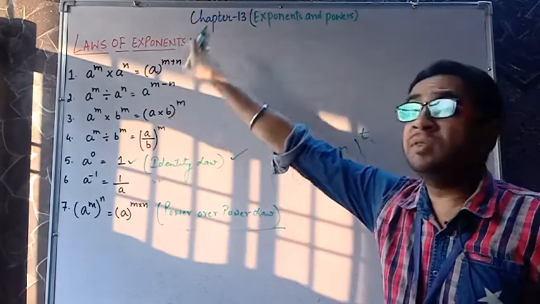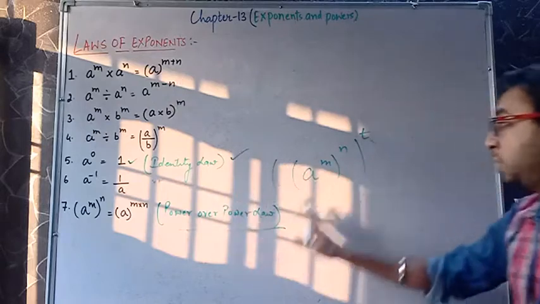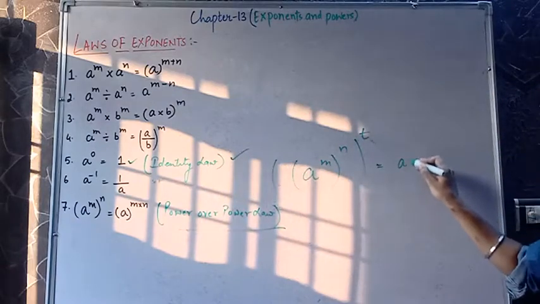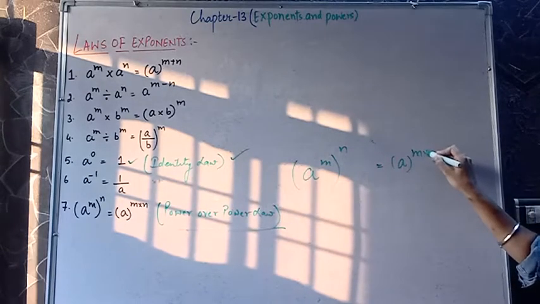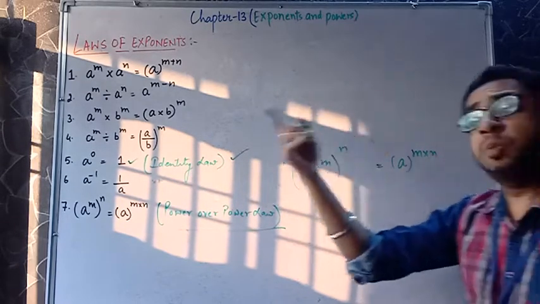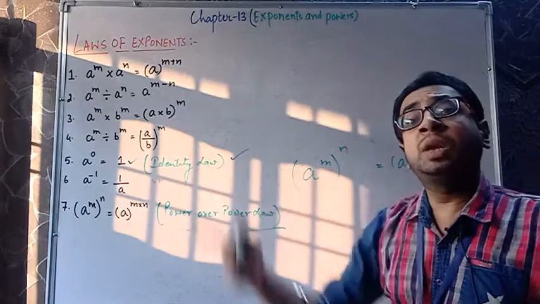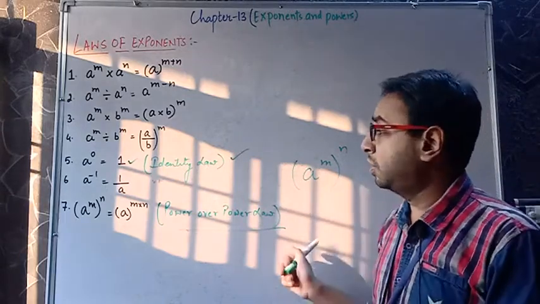Like in the earlier case, powers were being added. Now the powers will be multiplied. It will become a raised to power m into n. It means power raised to power, the powers or exponents will be multiplied. Are we clear? Very important.